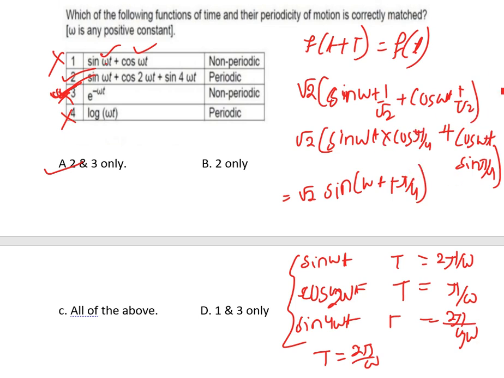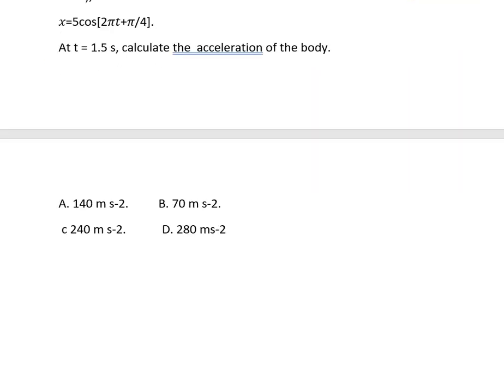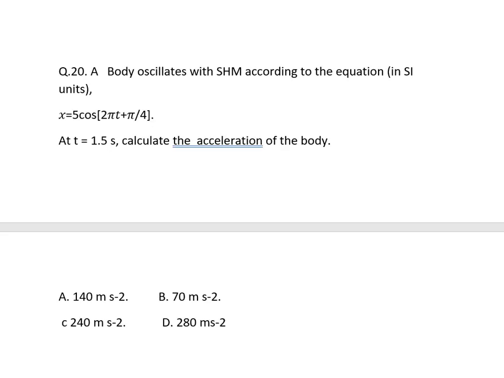So, the last question of this series. I know this video will become very long because all the questions I have taken are calculative. It is given that a body is oscillating in SHM, and t is given. We have to find the acceleration. For SHM, the acceleration formula is minus ω² into x.